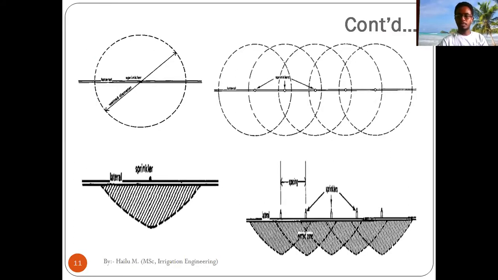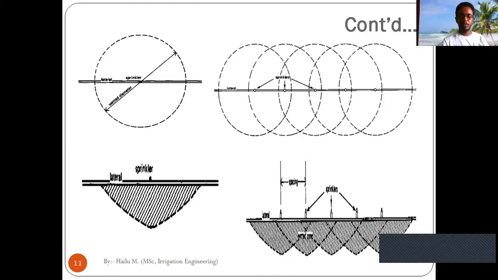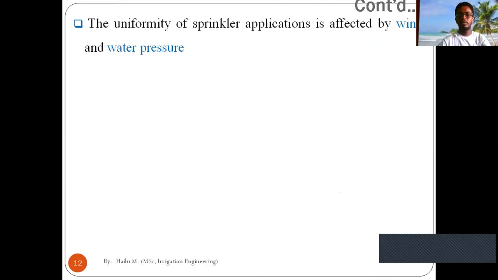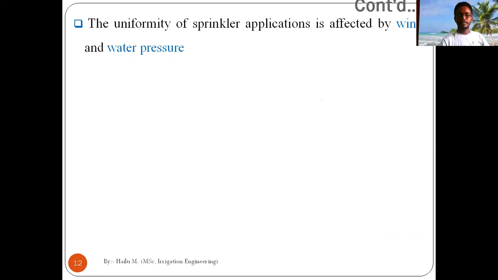So the main problem we have to mitigate during water application by using sprinklers is that we have to follow the overlapping, with no free space which cannot be irrigated or weeded. So the wetted diameter of the sprinkler has to get high attention.